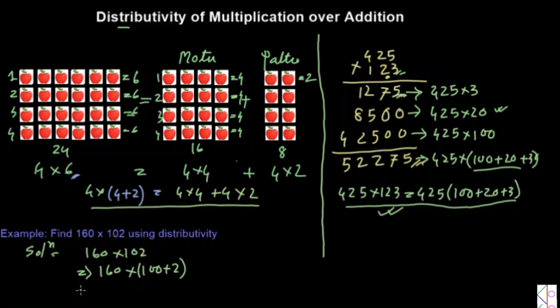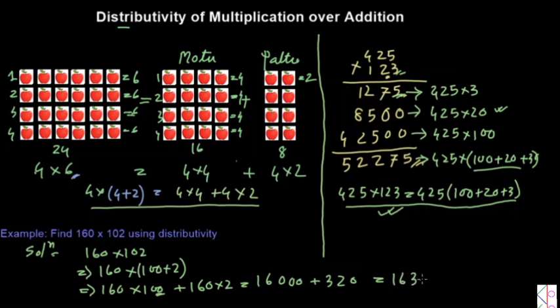Again, it becomes 160 times 100 plus 160 times 2. We have to multiply both the values. One time 100, next 2 times 160, it should become 320. Again, we have to add those two zeros here. The final value should be 16,320. So in this way, we can find out the value by using the distributivity property of multiplication over addition.